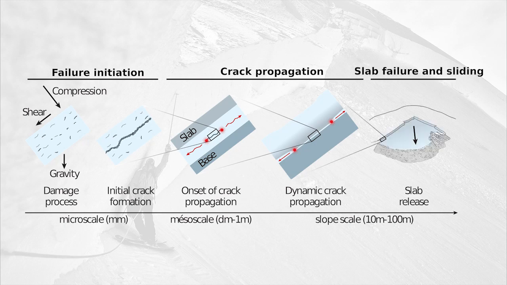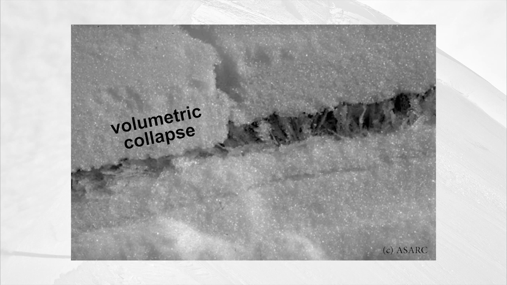In this sequence of fractures, it was shown that the volumetric collapse of the weak layer during crack propagation was a very important process, which explains observations of remote avalanche triggering from flat terrain.